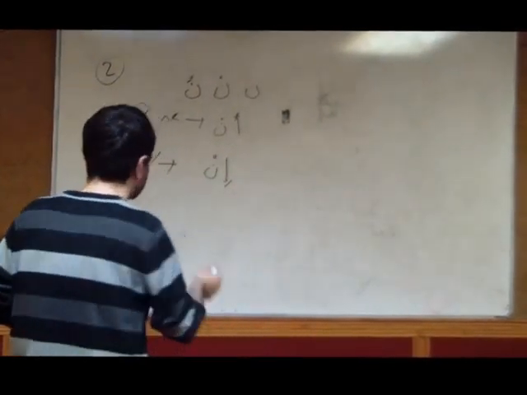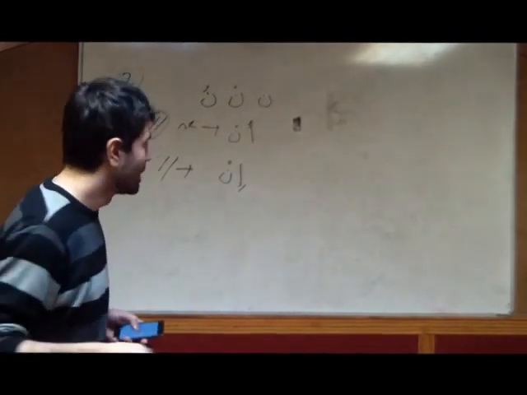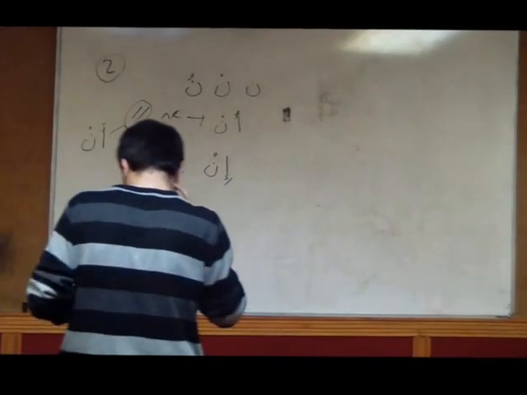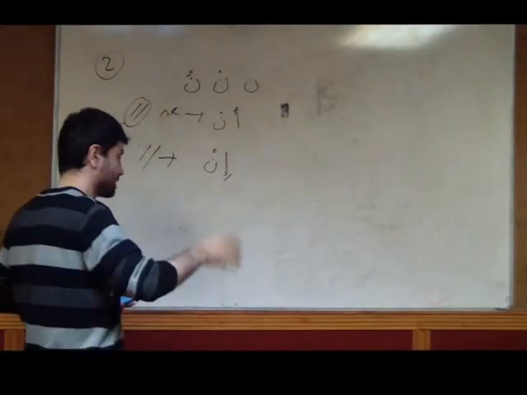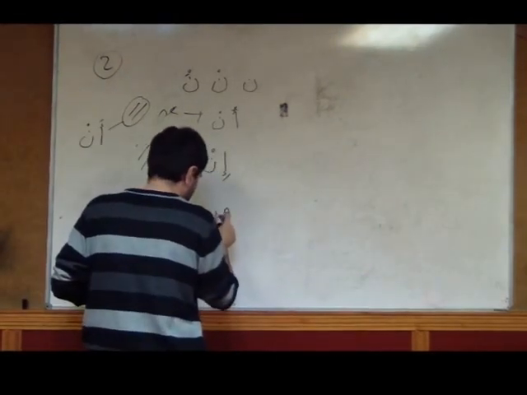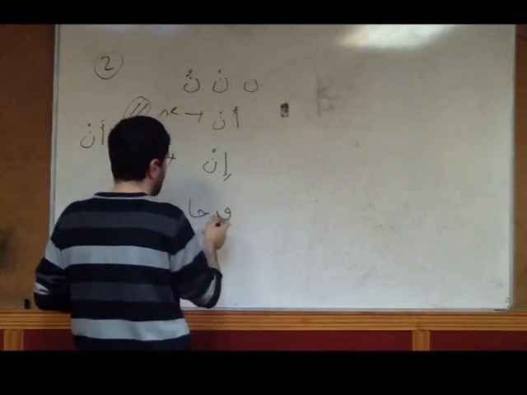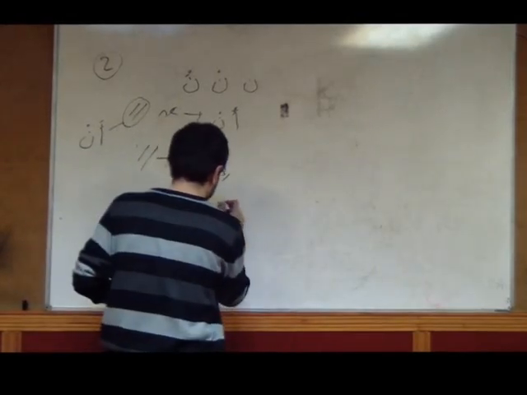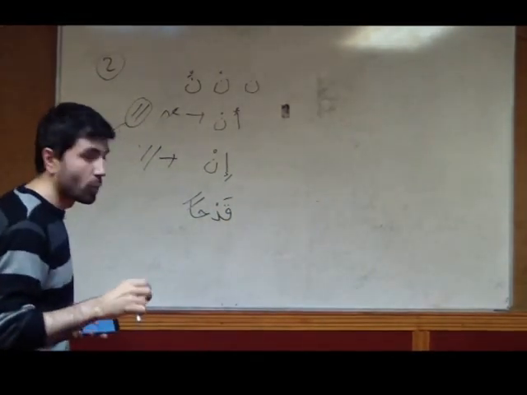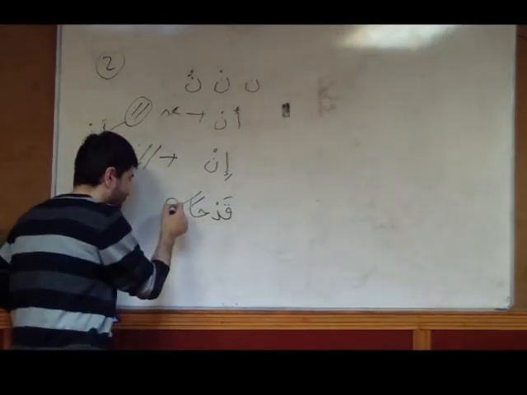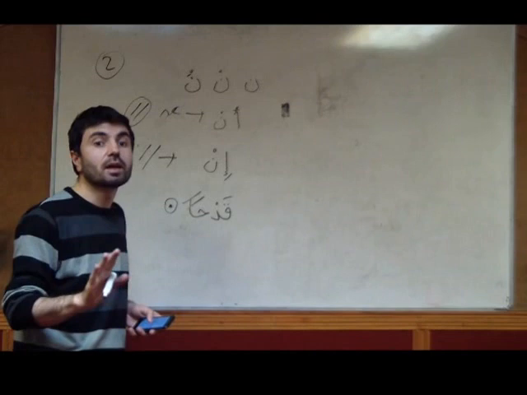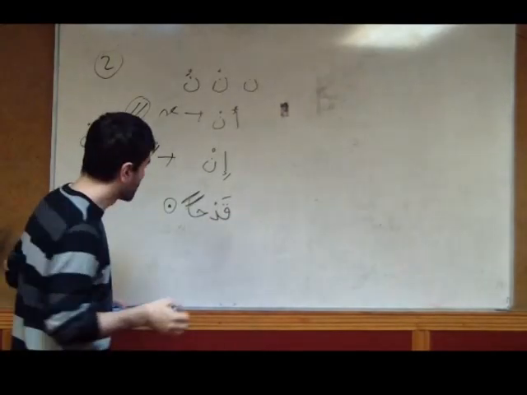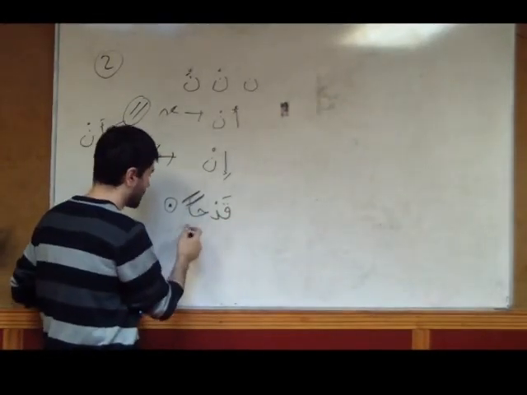Technically no difference. It's just the difference is in writing. For example, if we say Bismillah ar-Rahman ar-Rahim, let's say Qadha, okay? So it's Qadhan. When you stop here, there's a stop sign there, you stop as Qadha. So this is a tanween. When you stop here, you stop as Qadha.